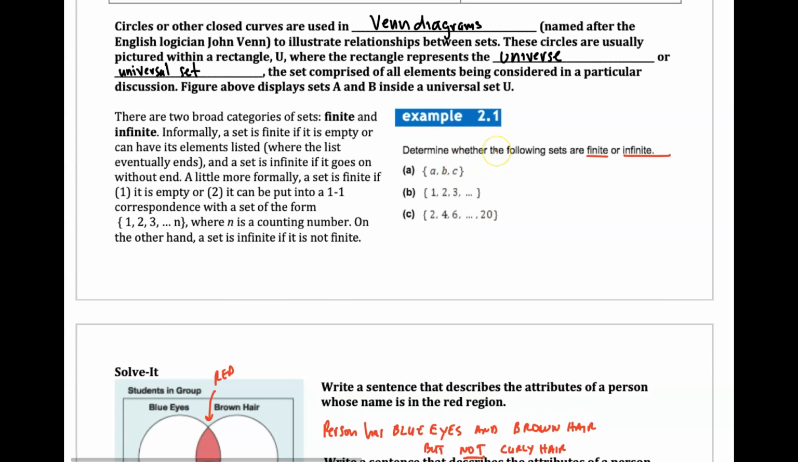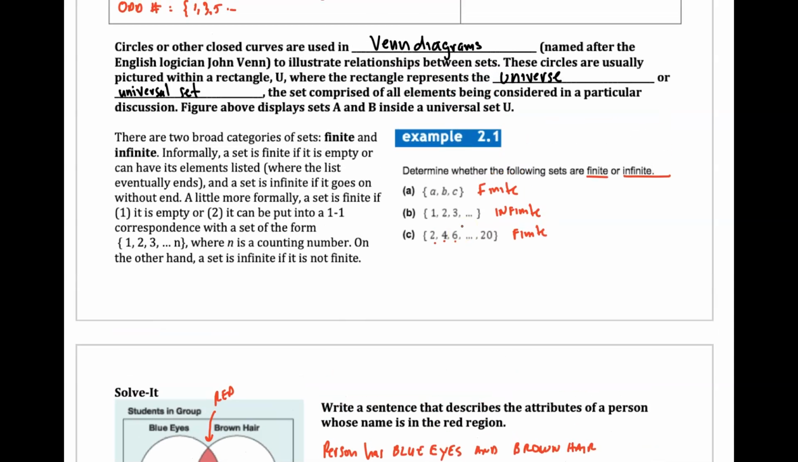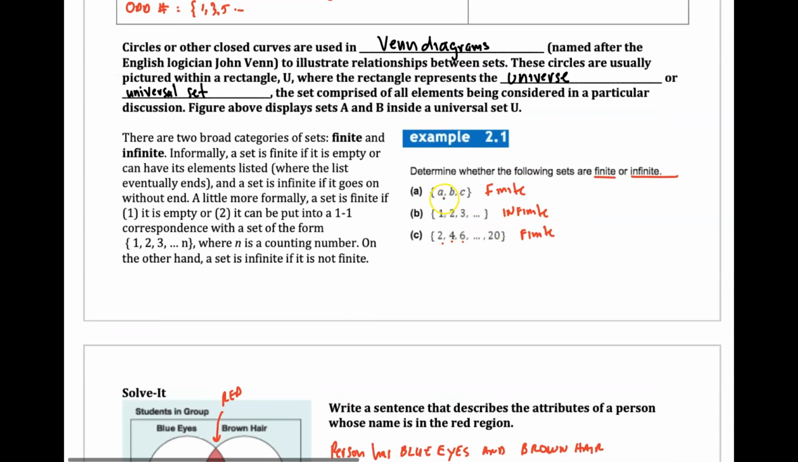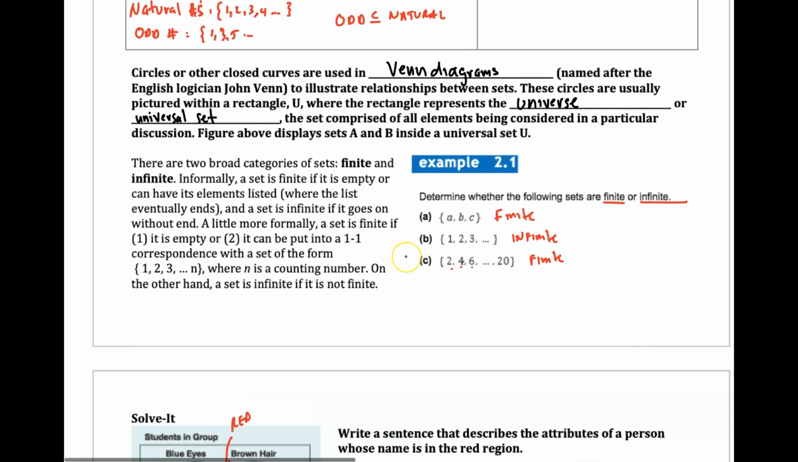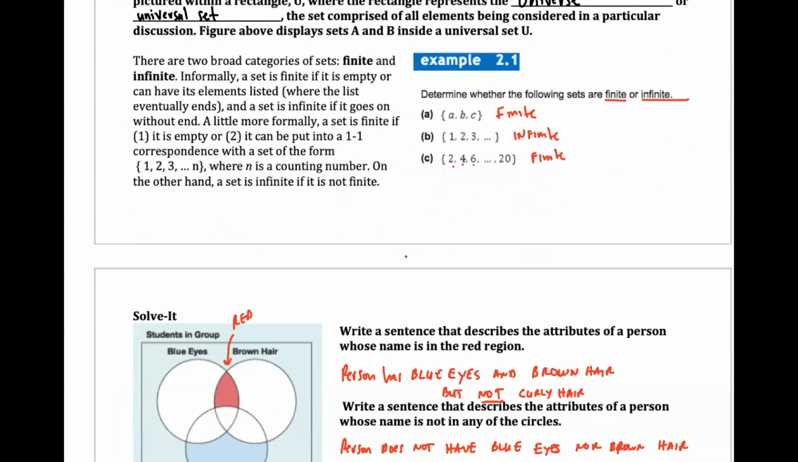And so in each of these cases here, this first set has 3 objects. So that's why it would be a finite set. This ... means it goes on forever, so it's infinite. And then here, it ends at 20. It goes up by 2. So this would be a finite set. So just be aware that we have certain sets that are infinite, meaning they go on forever, or sets that have a set number of elements or members in the set.